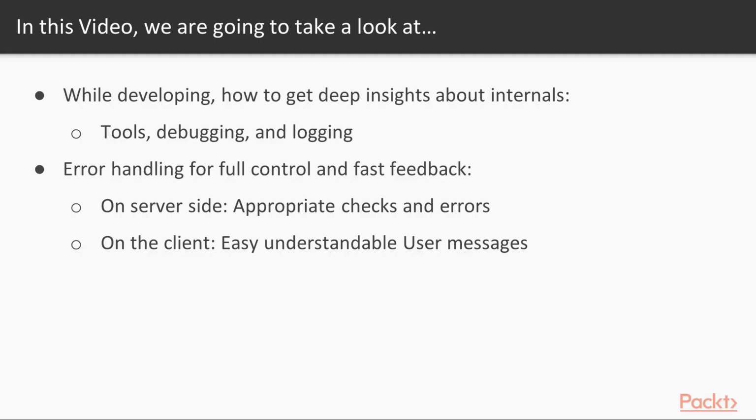In this video, we are going to take a look into how we can get more insights about the internals of our application. While developing, we will use typical tools for debugging and logging. In the second part, we will then get into the position to see where we can improve the error handling, or have better control and be able to give better and faster feedback to the user. Therefore, we will add some appropriate checks and errors on the server side, and on the client side, of course, we will then be able to use that information to give maybe more understandable error messages to the user.